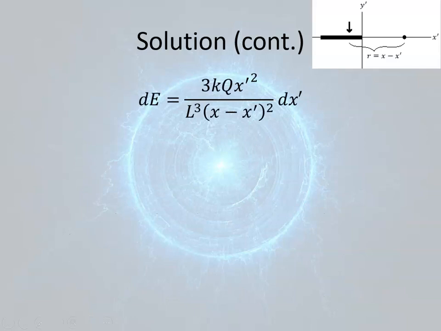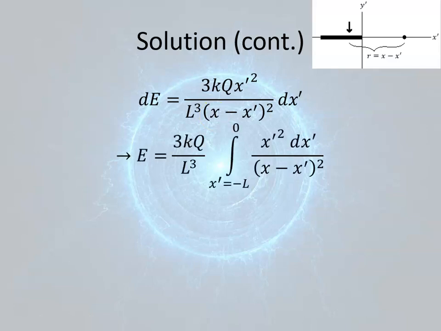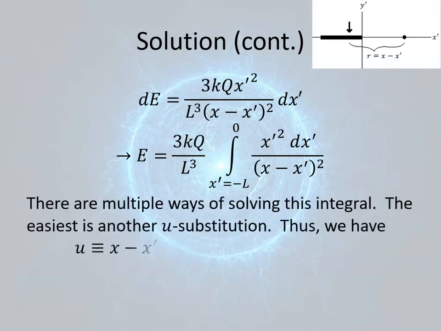And if this is the test or the AP exam, I just factor out that 3kq over L cubed and I look it up in the integral table. Note here that x prime is our variable, so just keep that in mind. X is a constant. It's like 3 or 2 meters or wherever the field point happens to be. Okay, so there we go. That is the integral we need to evaluate.